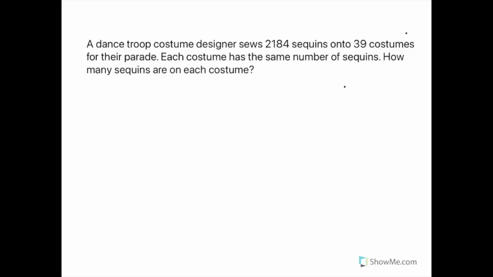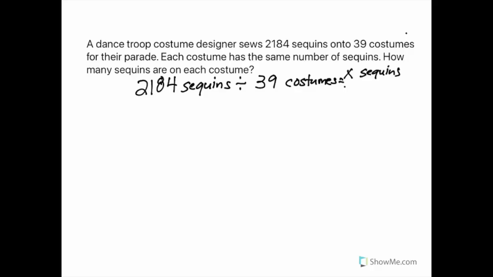So I'm going to set up my problem. I know that what's being divided up is 2,184 sequins. And they are being divided among 39 costumes. And we're trying to figure out how many sequins per costume.